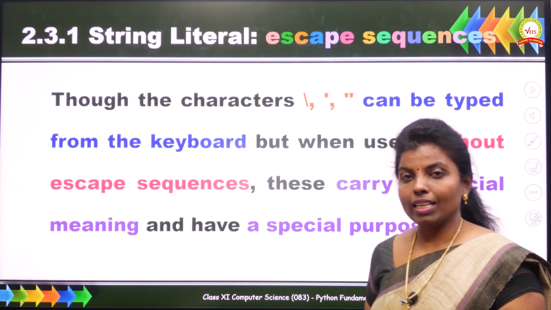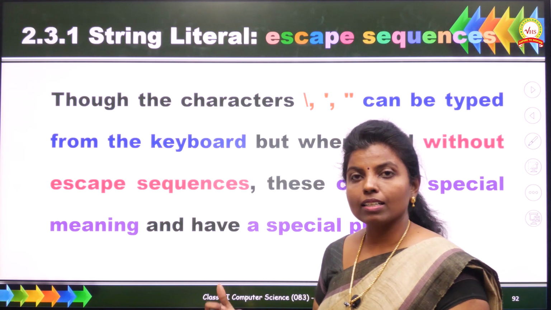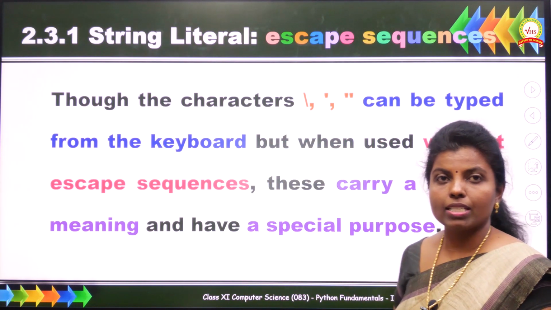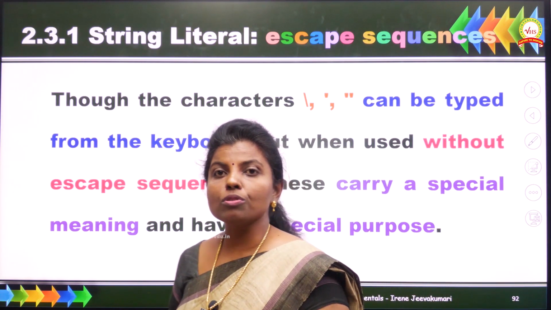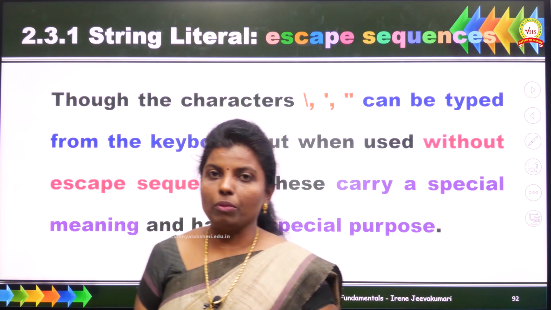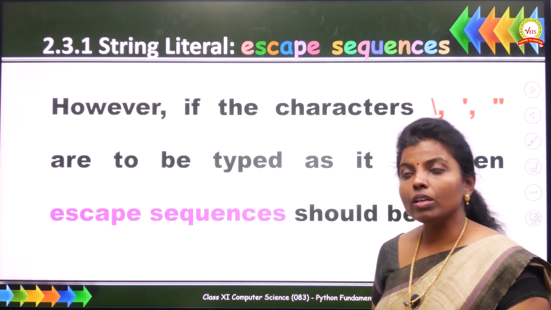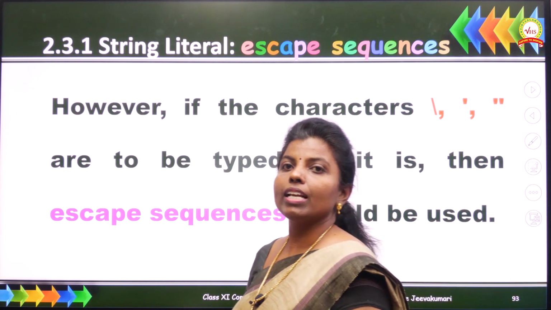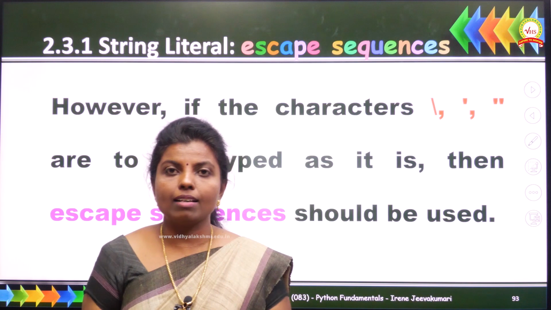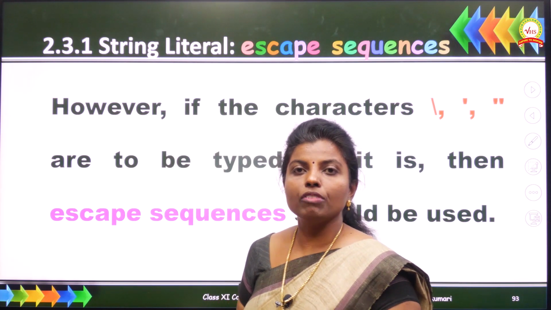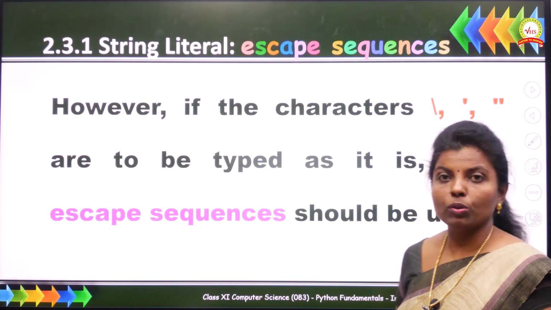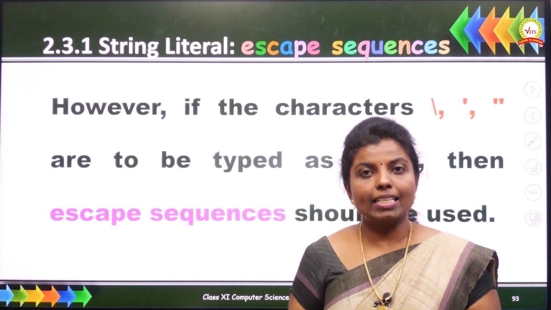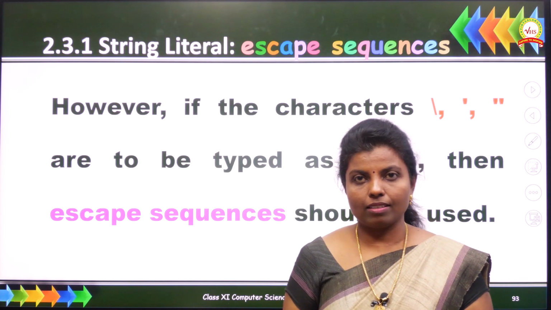Now we have just learned all the escape sequences of Python, and as a conclusion it is given that though the characters backslash, single quote and double quote can be typed from the keyboard, when they are used without escape sequences, they carry a special meaning and special purpose. However, if the characters backslash, single quote and double quote ought to be typed as they are, then escape sequences ought to be used. Because as I was telling when explaining those examples, we can type backslash, single quote and double quote directly from the keyboard, but as they have a special meaning, we have to use escape sequences if we have to print them as they are, right?